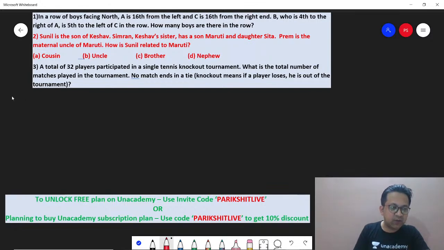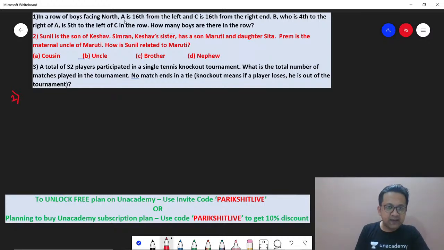Let's try to read the question together. In a row of boys facing north, A is 16 from the left and C is 16 from the right end. B, who is 4th to the right of A, is 5th to the left of C in the row. How many boys are there in the row? Okay. Now, in such questions, the ideal way to solve it is to draw the figure, right? You just make sure that you draw the entire diagram. And if you're able to do it, trust me, this question is going to be very easy.